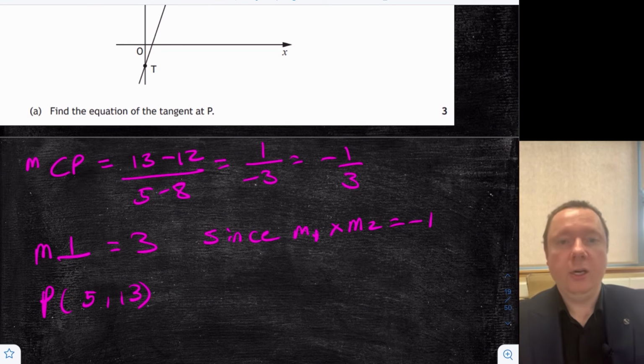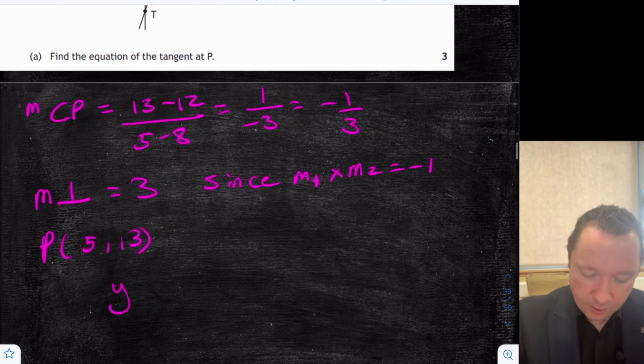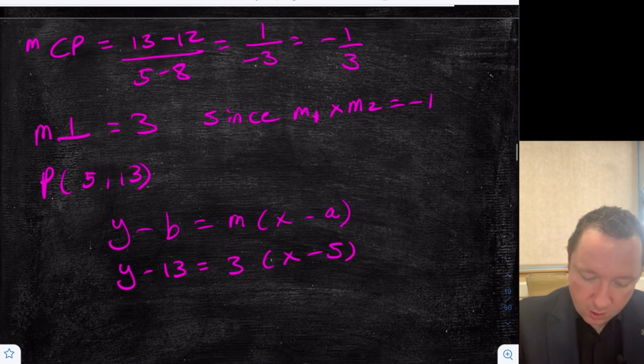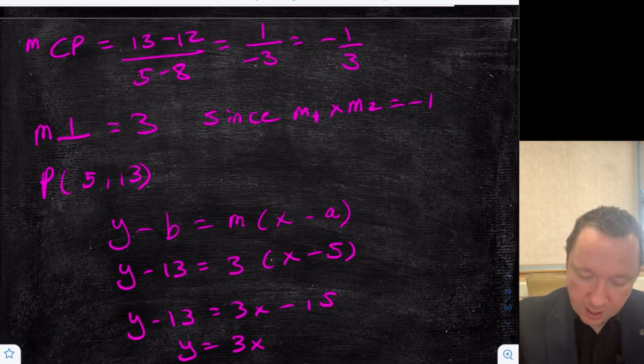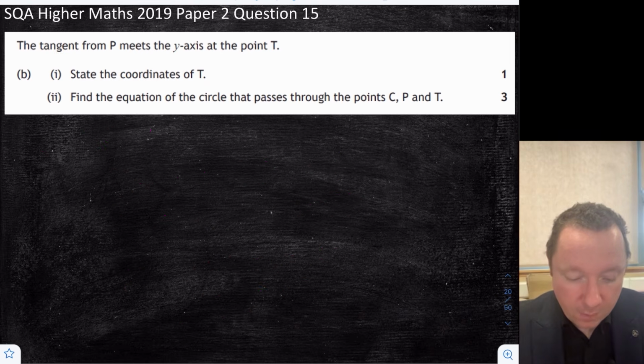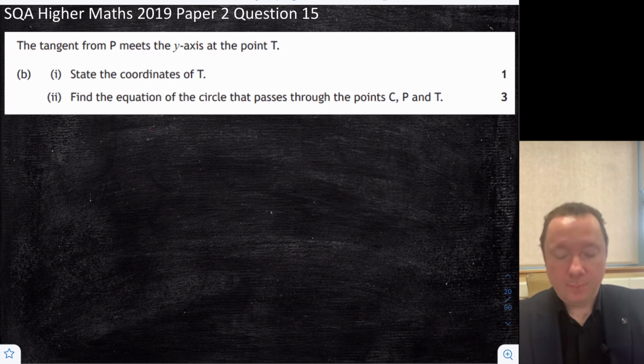So it's just now straight line work. y minus b equals m(x minus a). So y minus 13 equals 3(x minus 5). y minus 13 is 3x minus 15. So y equals 3x minus 2. And we're done there.